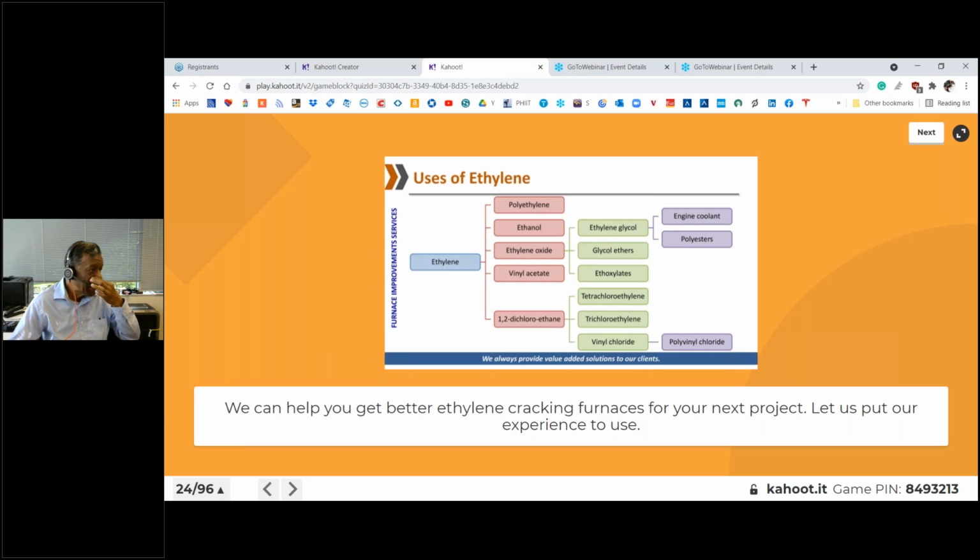So if you look at the ethylene, there are lots and lots of uses, starting with polyethylene, ethanol, ethylene oxide, vinyl acetate, 1,2-chloroethylene. Then you can make ethylene glycols, glycol ethers, ethoxylates. Vinyl chloride can go into polyvinyl chloride, engine coolers, polyesters. We haven't listed polystyrene here. We have not listed linear alkyl benzene. So lots and lots of uses are there for the ethylene, and it's growing worldwide.